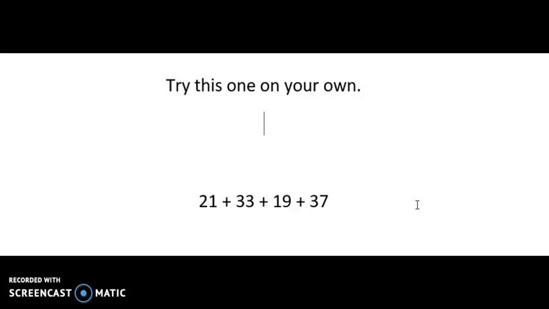Okay, now you are going to try this one on your own. 21 plus 33 plus 19 plus 37. Remember, start with your ones and make your groups of 10. When you're done with this problem, you're done with today's notes.